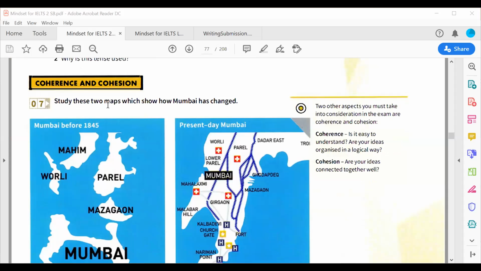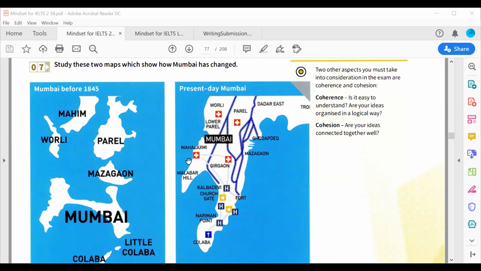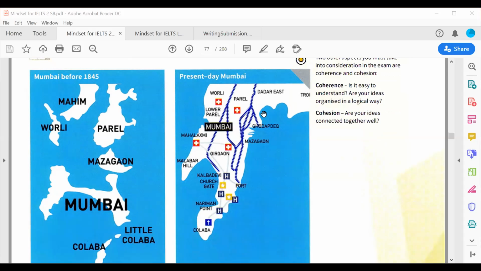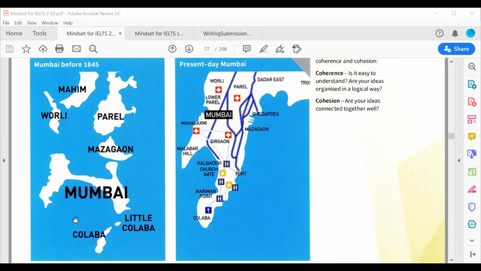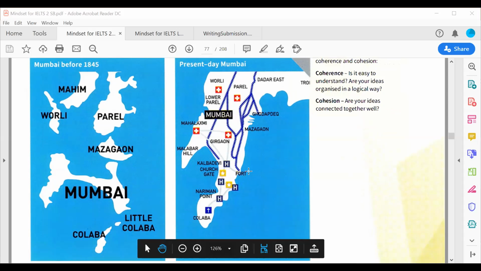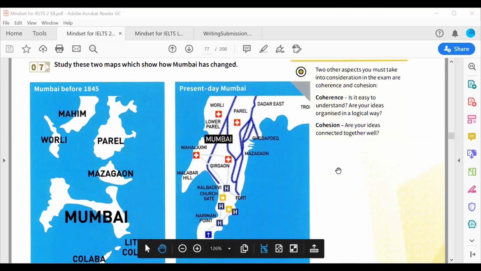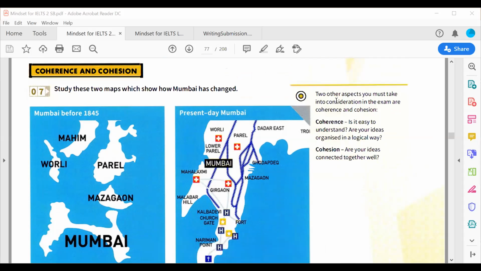So, about coherence and cohesion, study these 2 maps which show how Mumbai has changed. So Mumbai in 1845 and present day Mumbai. So how it has changed. Wow, a lot of change. It says 2 other aspects you must take into consideration in the exam are coherence and cohesion. Coherence and cohesion are also really important. It has 25% of the mark in the exam.